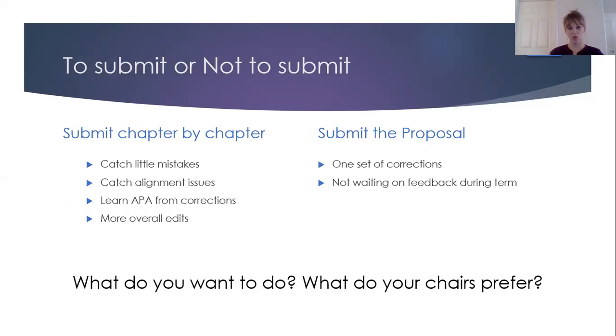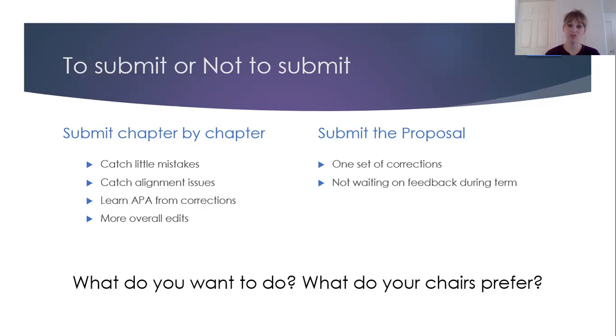So I can do that one later and show you how to update your table of contents too. Okay, I've gotten the question whether or not to submit chapter by chapter or submit the whole proposal as one. The things about submitting chapter by chapter, you'll catch the little mistakes, you'll catch alignment issues early on, and you'll learn APA from corrections in chapter 1. As well, if you submit chapter by chapter, when you turn in your whole proposal, you're going to have more edits on all of the chapters. So it's good and bad. You'll catch things faster, but you'll probably do more edits overall.